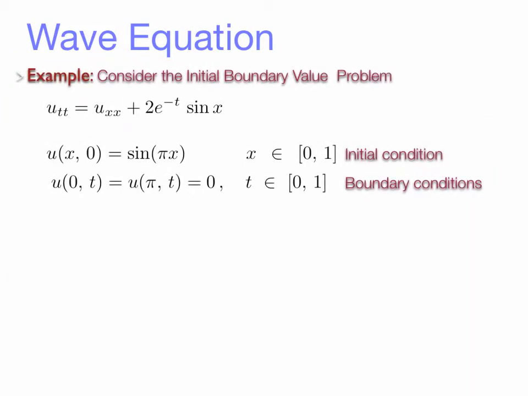Here the body force term is given by this function, 2 times e superscript negative t sine of x. We are given an initial displacement. It's like a plucking of a string, if you will. If you visualize your one-dimensional wave propagation problem as a guitar string, for example, this initial displacement field is essentially a half sine, which is like a plucked string. So that's the initial displacement.